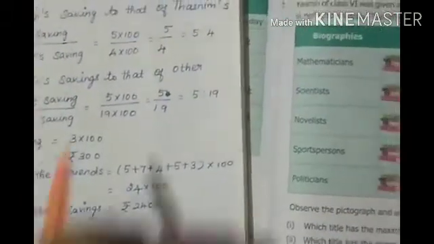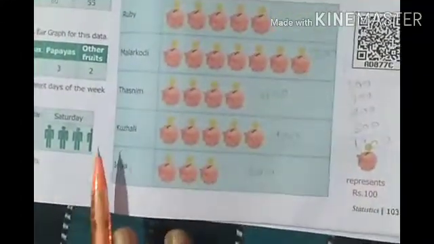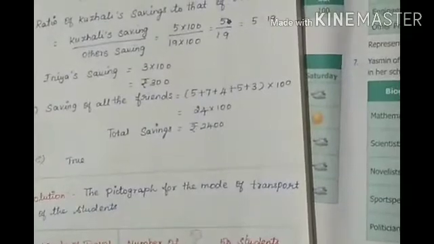Okay, the next one: Ruby and Kurali save the same amount. Say true or false. So what is the saving of Ruby? Just check in your book. What is the saving? Ruby 500. Yes. Kurali's saving is 500. So the given statement is true. You should write the given statement is true. The answer is true. Do you understand, children? Now we will go for the third question.